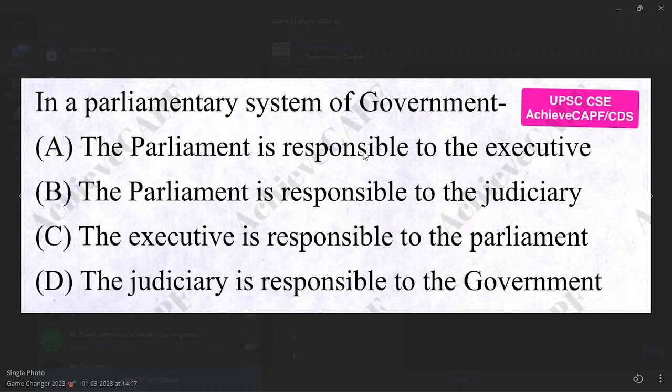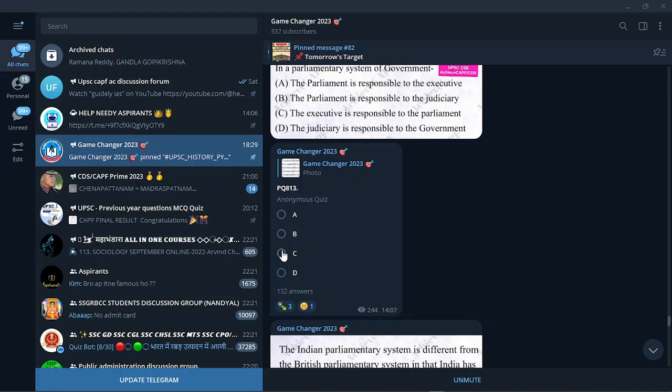In a parliamentary system, the parliament is responsible to the executive. Parliament is responsible to the judiciary. The executive is responsible to the parliament. The judiciary is responsible to the government. See, C.